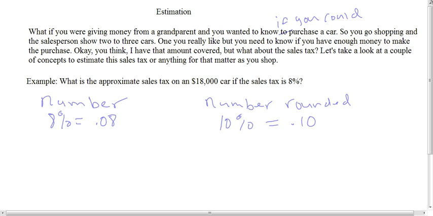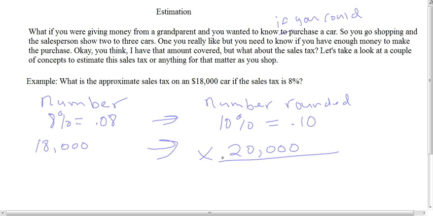So now let's take a look at our actual price. We see that the car costs $18,000. Now we can take that and round it up. We have 1 in the ten thousands, 8 in the thousands, but 8 is greater than 5. So we will round that to $20,000.